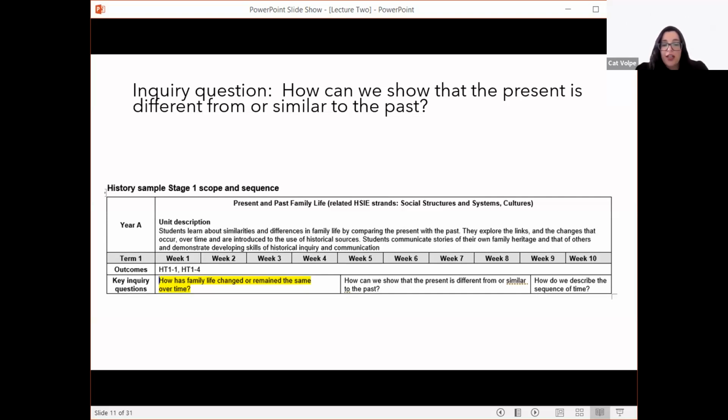Then we can be looking at how can we show that the present is different from or similar to the past? And that might be the sequence that we're focusing on, say, for example, in your assignment, but more on that to come. How do we describe the sequence of time? So these are all questions that guide the learning. So we know that in weeks 5 to 8 or so, students are looking at that question at the top.